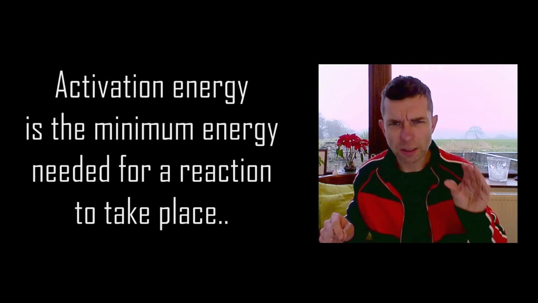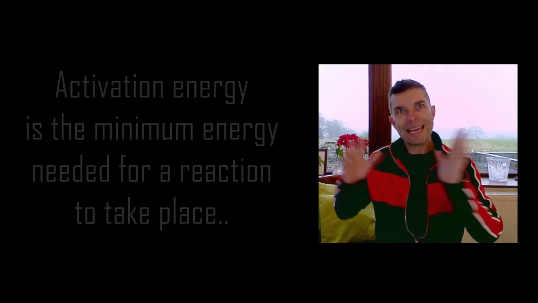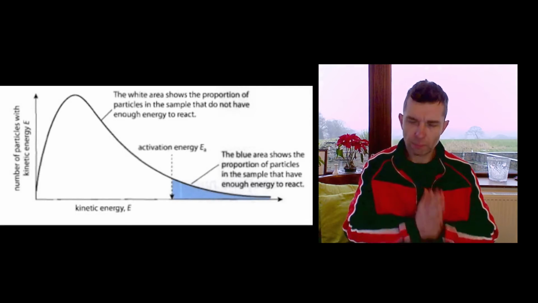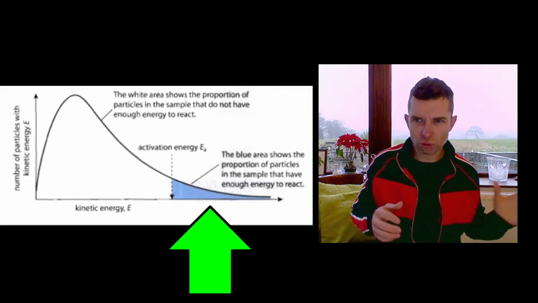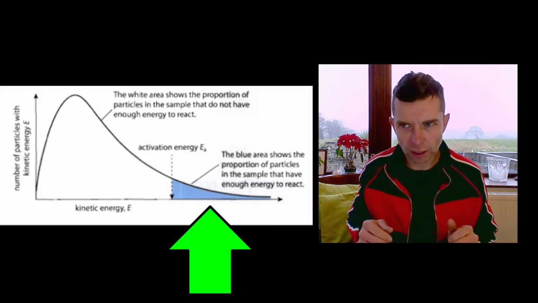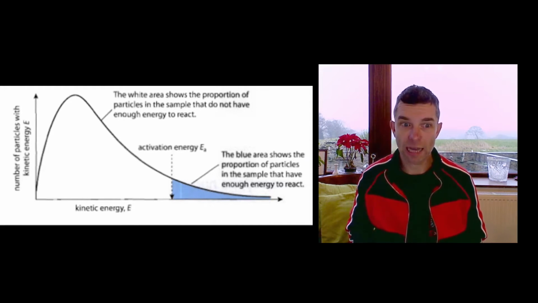So let's go back to activation energy. What's activation energy? Activation energy is the minimum energy needed for a reaction to take place. So if you put EA, the activation energy, on a Maxwell-Boltzmann distribution, then the area under the graph to the right of the activation energy represents the number of particles with enough energy to react.